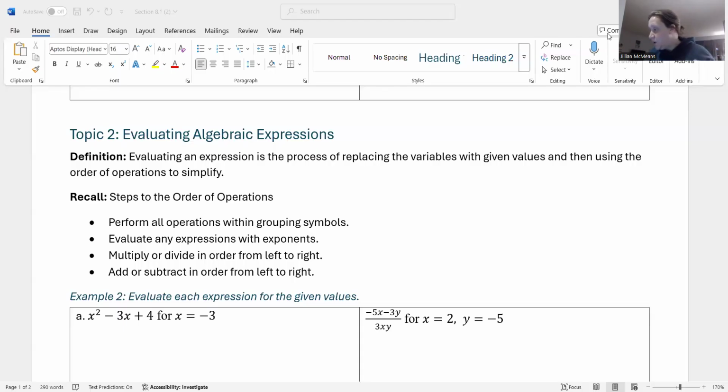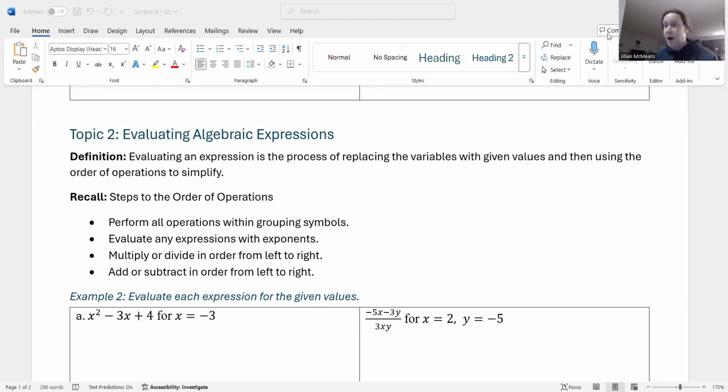So at this point in your algebra career, we're somewhat limited with what we can do with algebraic expressions. We can essentially just evaluate them or simplify them. The first thing we're going to look at is topic 2, which is evaluating algebraic expressions. We have already done this before, okay?